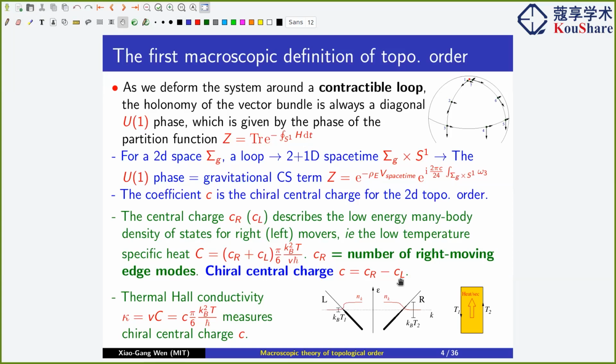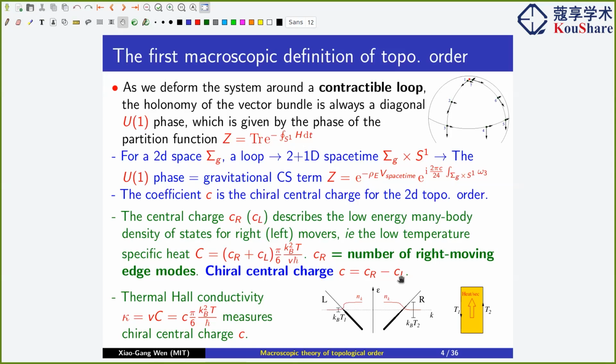That is because the central charges CR and CL are boundary properties. However, their difference is not a boundary property. Their difference is a bulk property. The difference of the right-moving central charge and the left-moving central charge determines the bulk topological order. No matter what you do to the boundary, even if you make a phase transition at the boundary, you never change this CR minus CL.